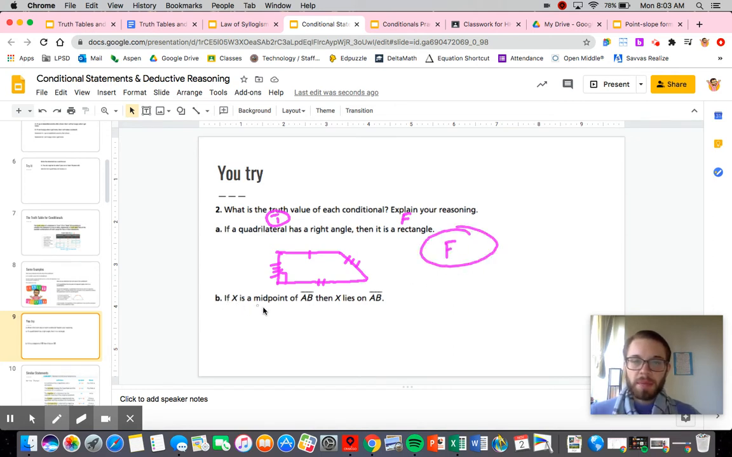If X is a midpoint of AB, then X lies on AB. Well, we're saying X is a midpoint of AB, of segment AB, right? Well, it's a segment. So by definition, it kind of has to be on the segment, right? So yeah, that is ultimately going to be true. I can't think of a situation where we have a midpoint between one point and a different point, but it's not on the segment itself. All right.